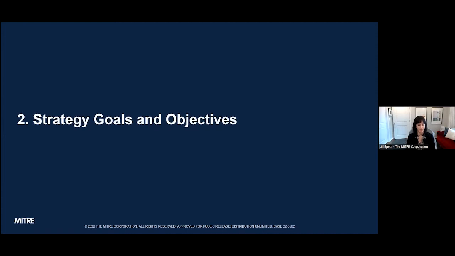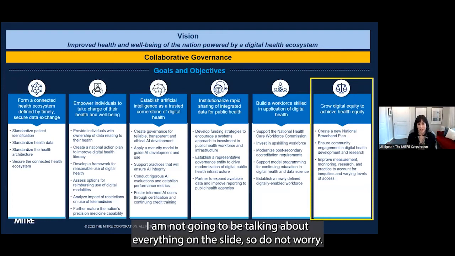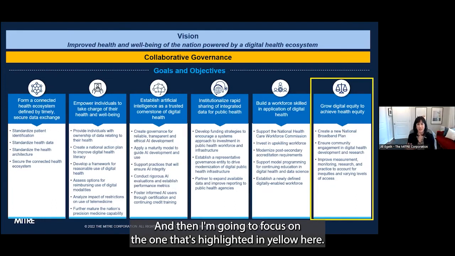One more. All right. I am not going to be talking about everything on this slide, so do not worry. Let me just quickly share the major goals and objectives of the national strategy, and then I'm going to focus on the one that's highlighted in yellow here.